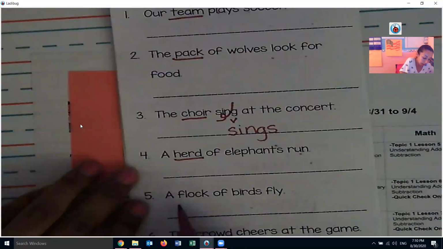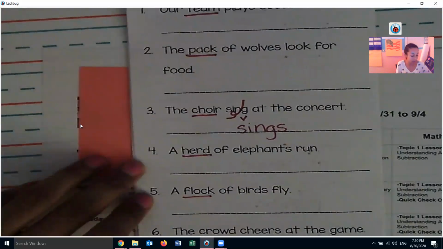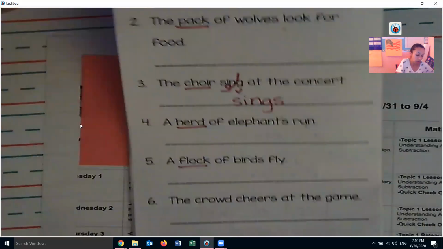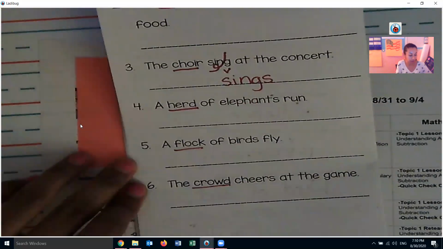A flock of birds fly. I think that one's good to stay the way it is. The crowd cheers at the game. So the crowd is a group.